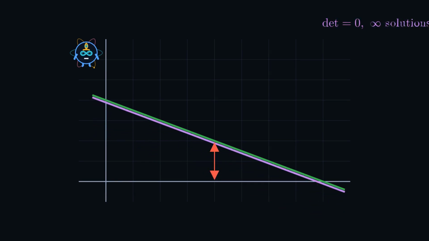Case 3, make the second rule a copy in disguise. 2x plus 4y equals 16. The lines lie on top of each other. Every point on the line works, infinitely many answers, which is its own kind of failure. Determinant 0 again. 0 cannot tell you which failure, only that the single clean crossing is gone.